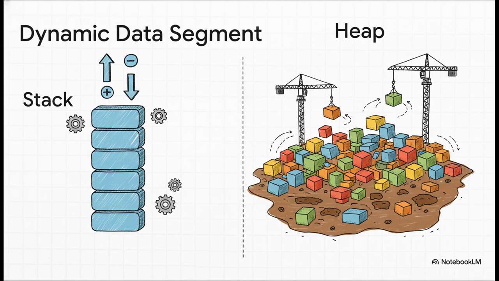And now we get to the really lively parts of the city, the dynamic data segment. This is home to two critical areas, the stack and the heap. The stack is super organized, handling function calls in a last-in, first-out kind of way. The heap, on the other hand, is a more free-for-all pool of memory for data that's created on the fly. This is for all the temporary stuff a program needs while it's running.